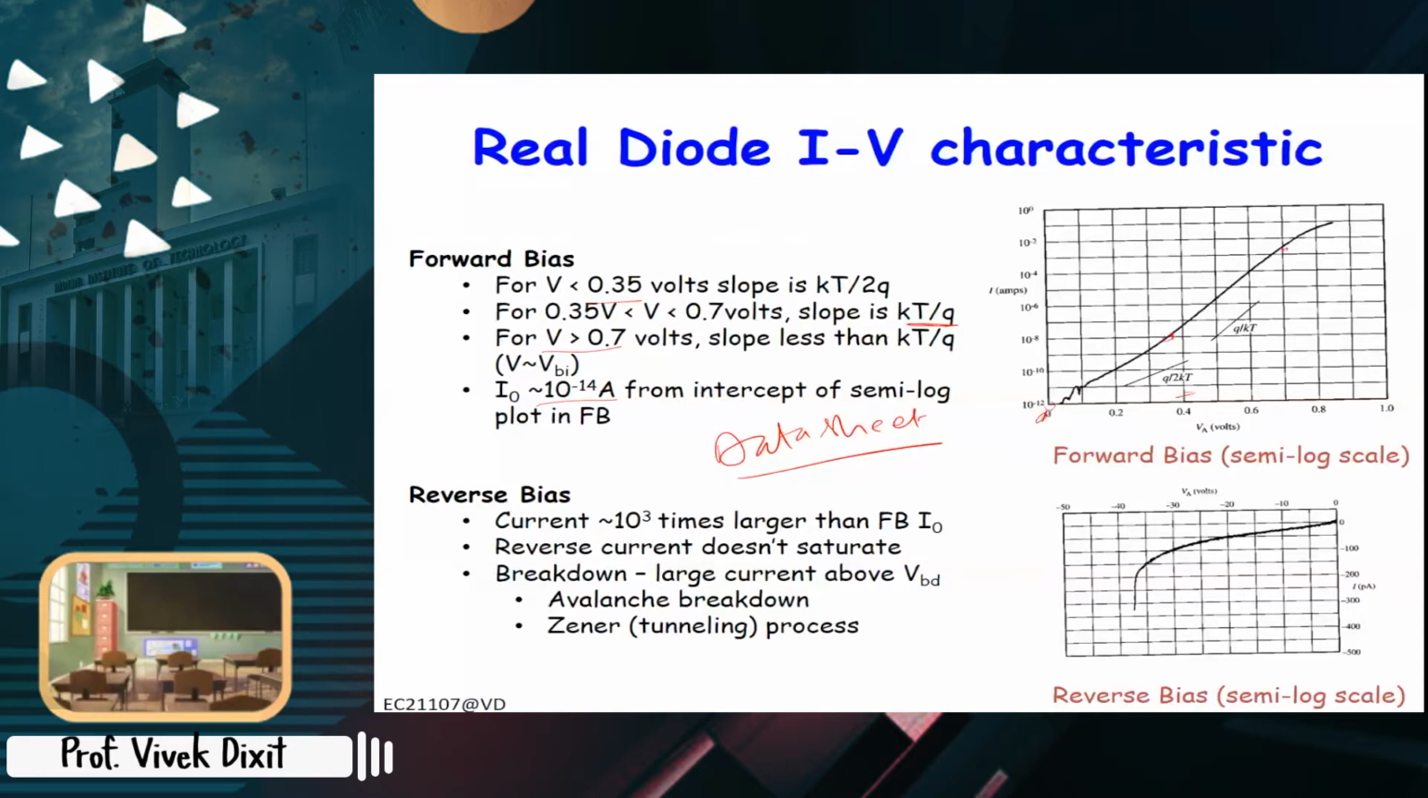Now in reverse bias, it is order of magnitude different. You see here, the magnitude is few hundred picoampere, and start with microampere. So there's a difference of 10^3 in magnitude. So reverse bias current is 10^3 times smaller. It should not be larger, it should be smaller than forward bias. And it does not saturate, of course, it increases with the voltage. And there is a breakdown.